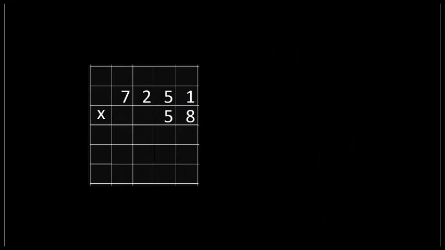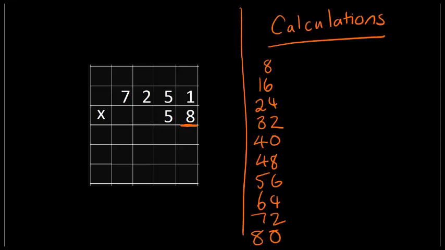Next sum says 7,251 multiplied by 58. So let's start. We're going to do the number 8 first. So first we're going to do our 8 times table. Okay, so we've got our 8 times table, and we want to know what is 8 times 1. 8 times 1 is going to be 8.